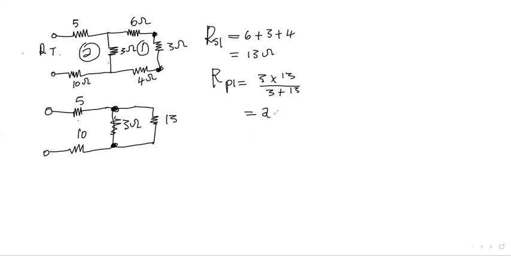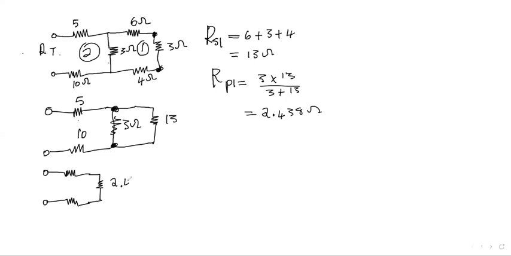2.438. Always round off to 3 decimal places. So I've got 2.438 ohm as my RP1. That means I'm going to replace 3 ohm and 13 ohm with 2.438. Remember, it's a circuit reduction. So I have to reduce or replace all the resistors with only one resistor. Then that will be my total resistance.